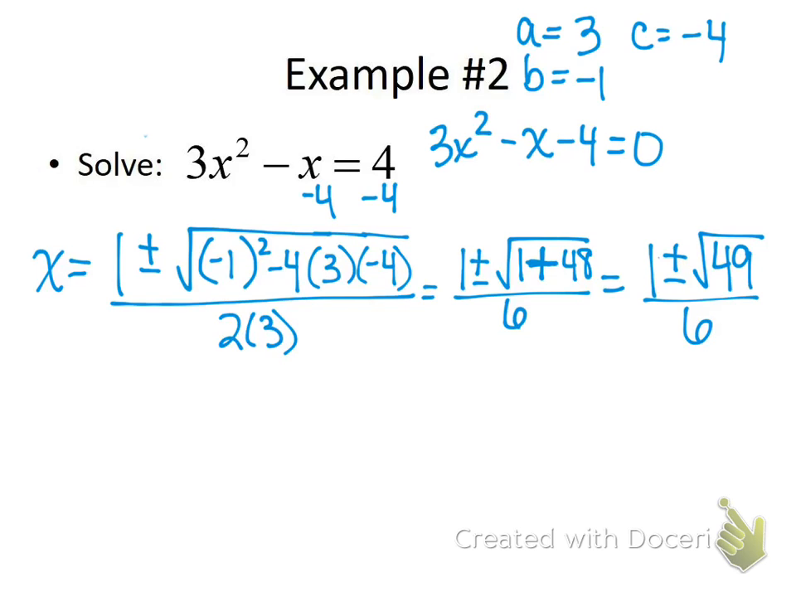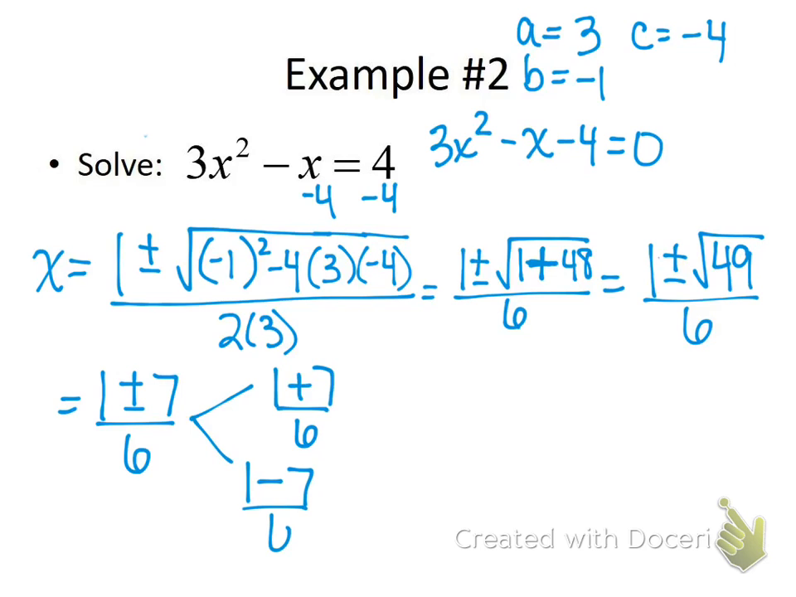You're going to have to continue on the next line down. What is the square root of 49? 7 divided by 6. And now, what do I do? Break it down. 1 plus 7 divided by 6. Or we could have 1 minus 7 divided by 6. Okay, we're splitting up that plus or minus sign.